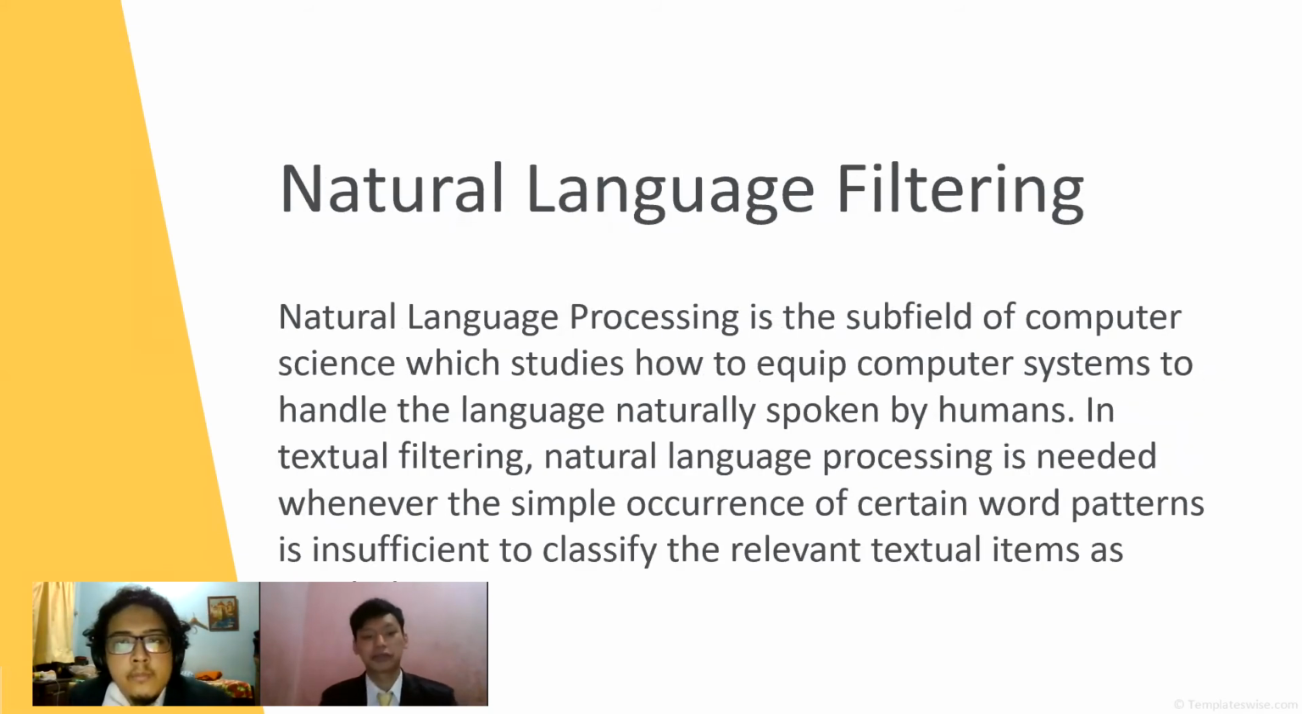Next is natural language filtering. Natural language processing is the subfield of computer science which studies how to equip computer systems to handle the language naturally spoken by humans. In textual filtering, natural language processing is needed whenever the simple occurrence of certain word patterns is insufficient to classify the relevant textual item as needed.